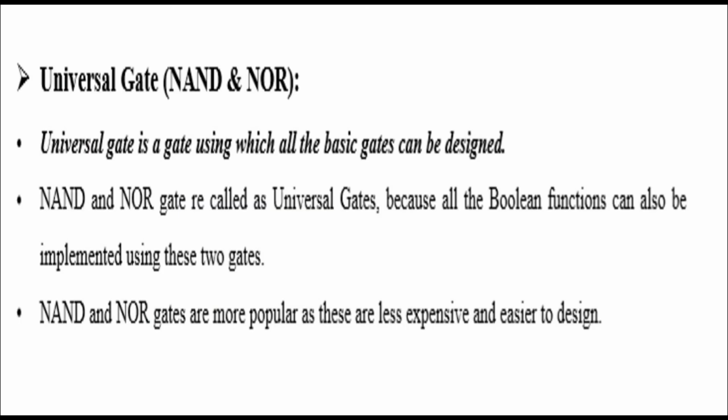NAND and NOR gates are called universal gates. Why are those called universal gates? All other basic gates you can build by using NAND and NOR. That's why those gates are called universal gates. Sometimes there may be questions: what are universal gates? Remember, universal gates means NAND and NOR. Why are NAND and NOR called universal gates? All other gates, AND, OR, NOT, anything we can build by using NAND and NOR gates. So those gates are called universal gates.